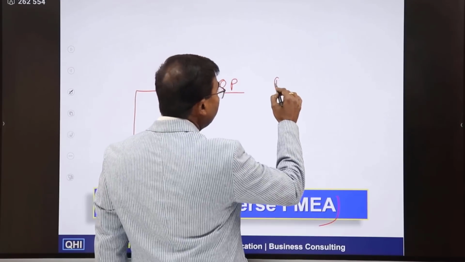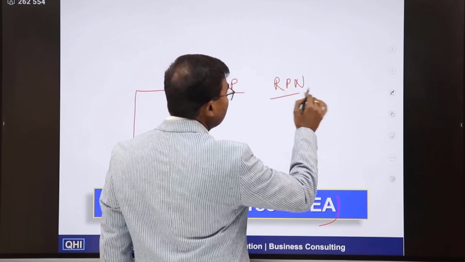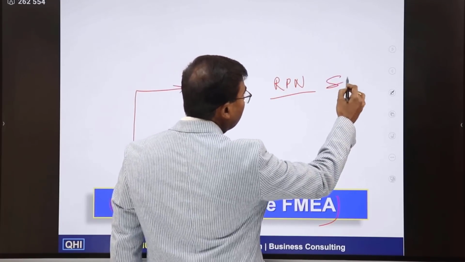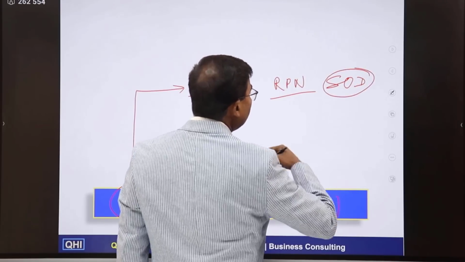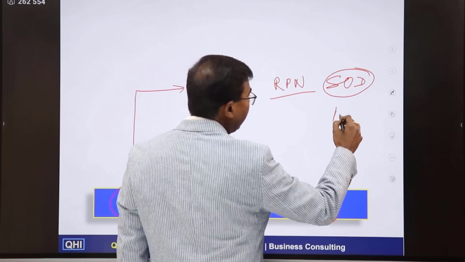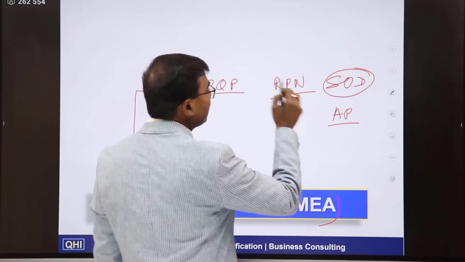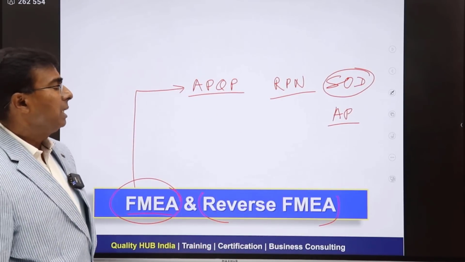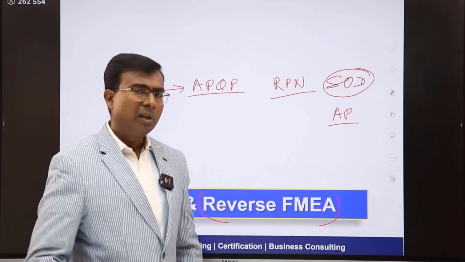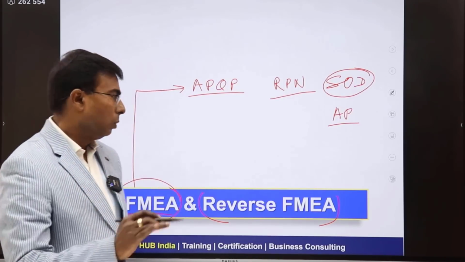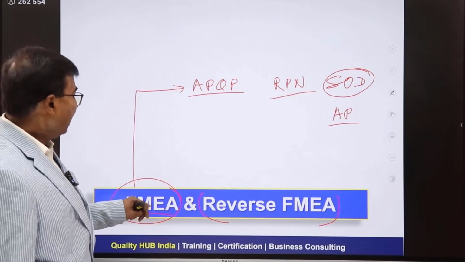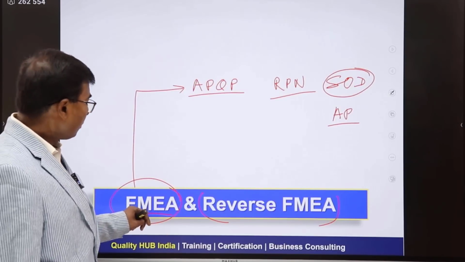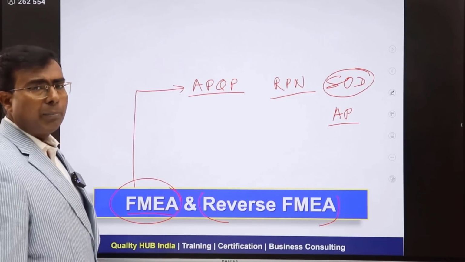So RPN, risk priority number, which is a multiplication of severity, occurrence and detection. Now in the newer version we use action priority, which is not a multiplication of severity, occurrence, detection. There is basically a table, and by referring to the table we identify the action priority in 3 levels: high, medium and low, okay. So FMEA is a very important proactive tool and it is a top down approach.